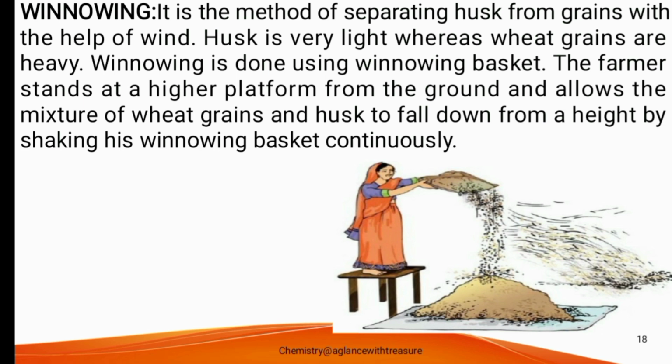The next technique is winnowing. It is also a method used by farmers to separate husks from grains with the help of wind. Husk is very light, whereas wheat grains are heavy. Winnowing is done using winnowing baskets. The farmer stands at a higher platform from the ground and allows the mixture of wheat grains and husks to fall down from a height by shaking his winnowing basket continuously. This is a self-explanatory method, and that's all for winnowing.